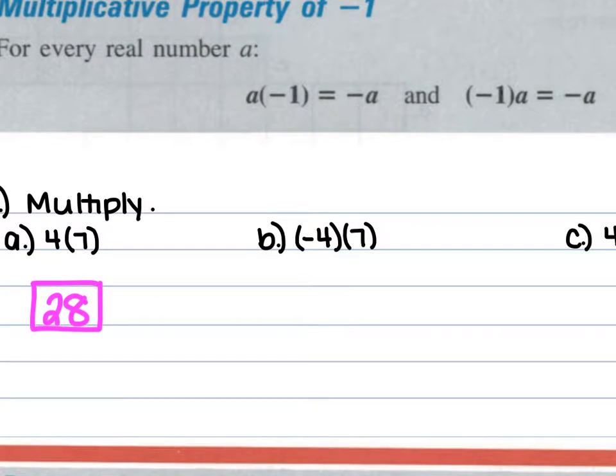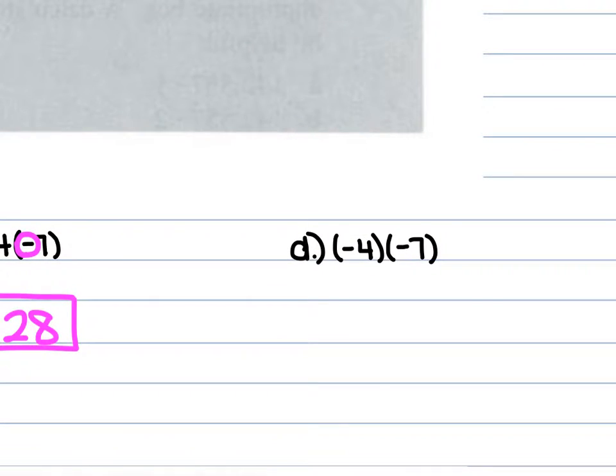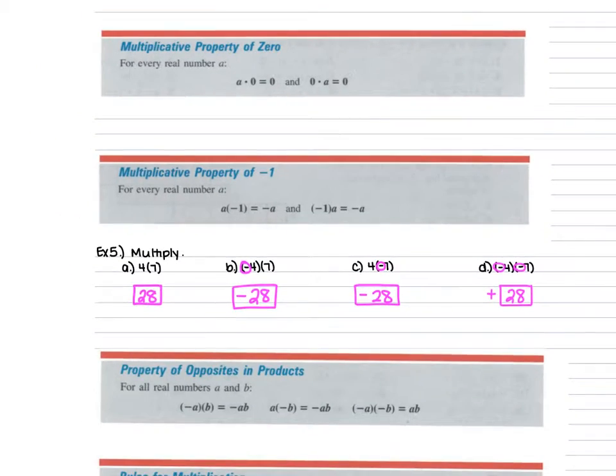For B, we have negative 4 times 7. We have opposite signs, so our answer is going to be negative 28 for this one. For C, same thing. We have opposite signs, so our answer is going to be negative 28. And then for D, we have a negative 4 and a negative 7. Those signs are the same, so our answer is going to be positive 28.